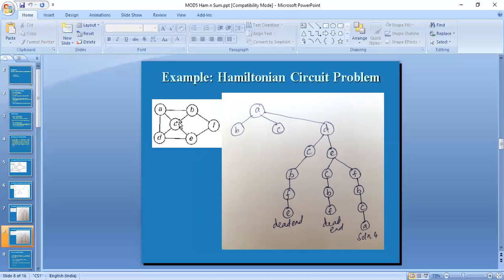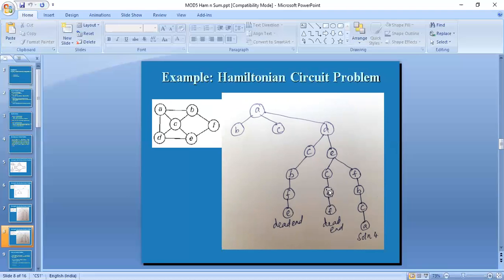Now we will go with D. There are two options, C and D. So we will work out with E. Now when you go with E, what is the next option? It is C. So from C, we are moving towards B. From B, you are moving towards F. From F, there is no edge back to A. So it becomes a dead end.